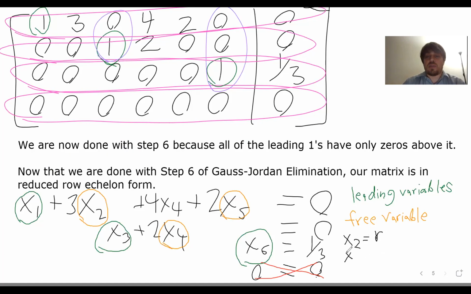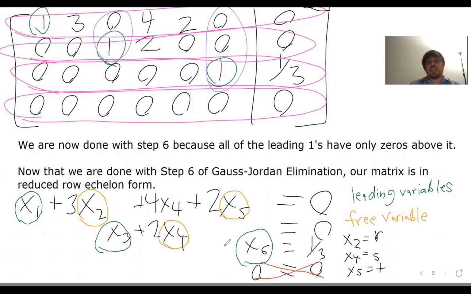We're going to set x4, which is another free variable, equal to s. And we have another free variable, x5, which is equal to t. So you have r, s, t, and those correspond with the variables x2, x4, and x5. Now we've assigned every free variable its own distinct parameter. So your parametric equations are, well, each free variable equals its corresponding parameter. So x2 equals r, x4 equals s, and x5 equals t.